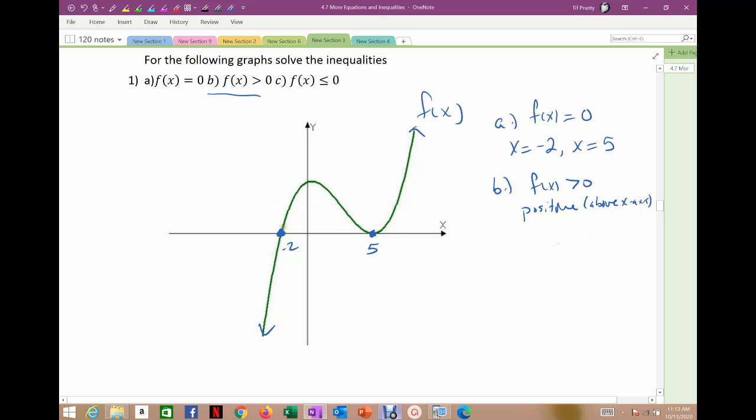And so, what parts is it above? It's above here, right? This piece is above, it's positive. It hits 0. 0 is neither positive nor negative, so you don't include the 0. And then it's positive on that piece, going off to infinity.